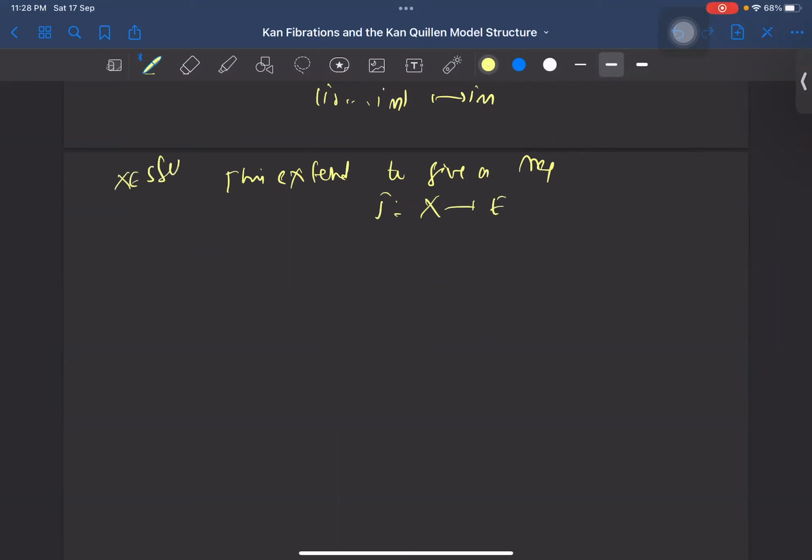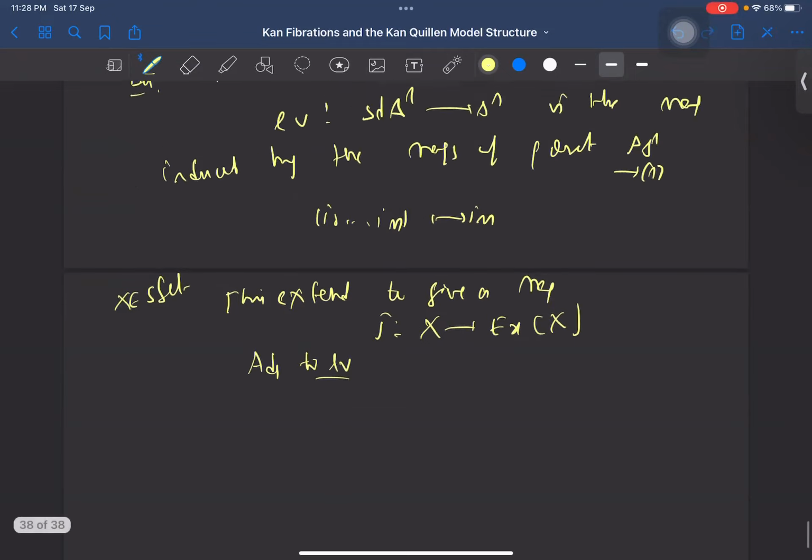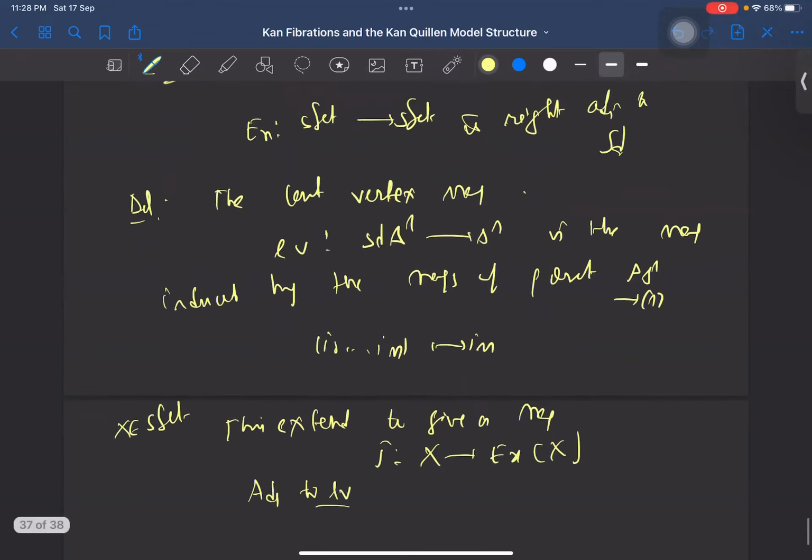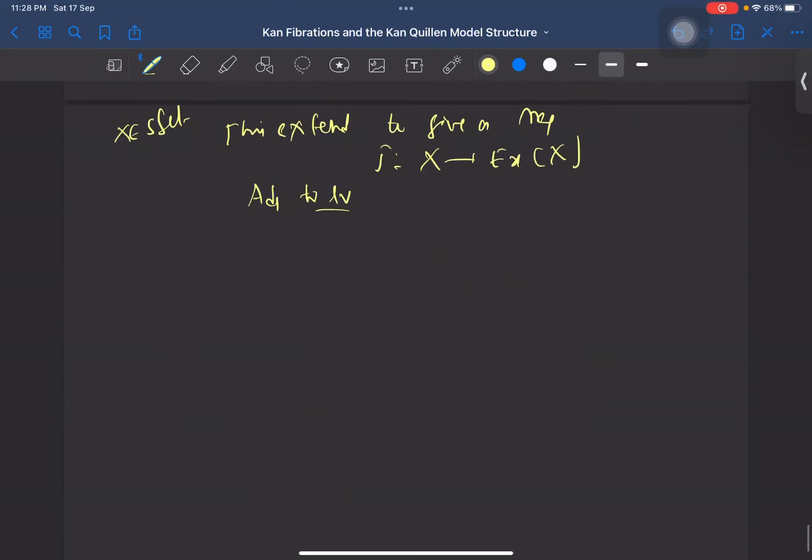So X is a simplicial set. Adjoint to LV, which is my last vertex map, is the map... let me name it J because I'll be using it.